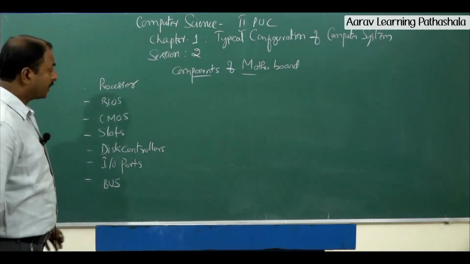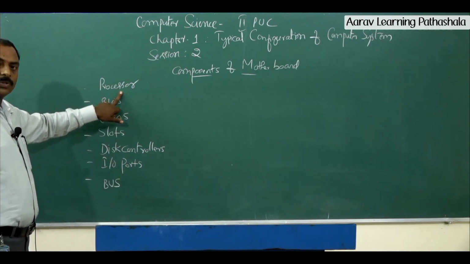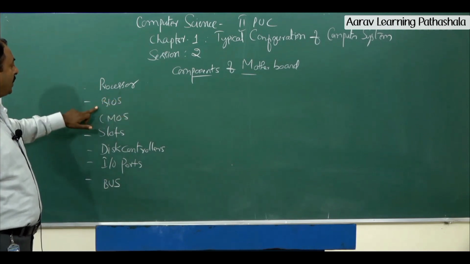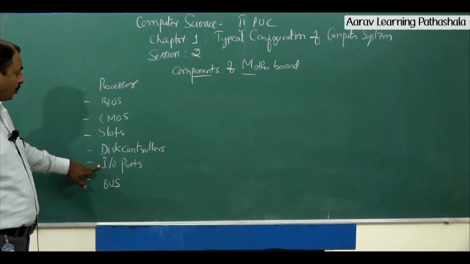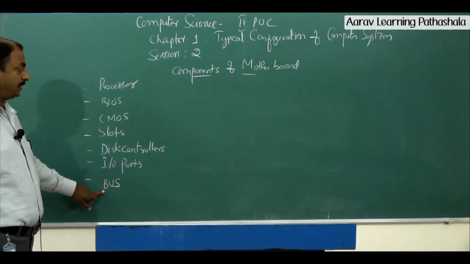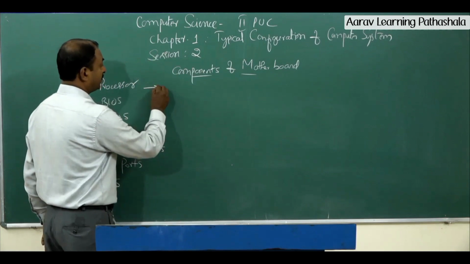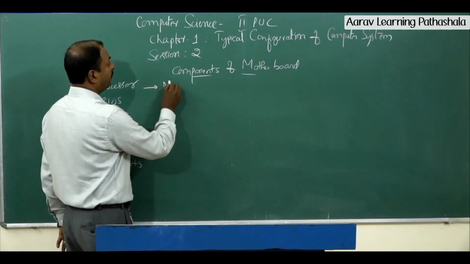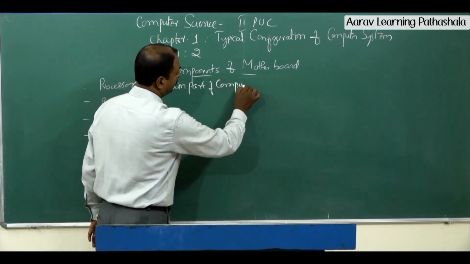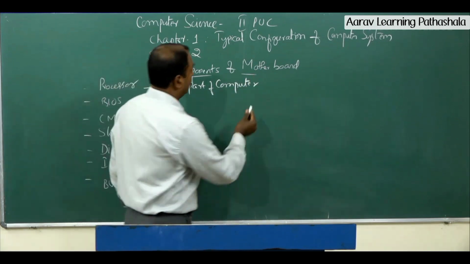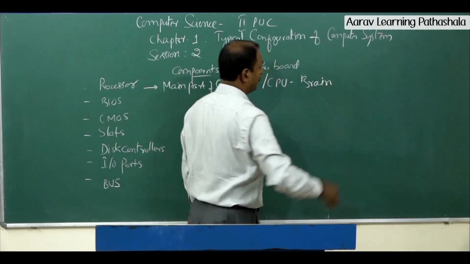Let us look into that. What are the major components of motherboard? The major components of motherboards are: processor, BIOS, CMOS, slots, disk controllers, IO ports and bus system. What are processors? You have learned in my last session, processor is the main part of your computer system, and it is also called a CPU, and it is the brain of computer.